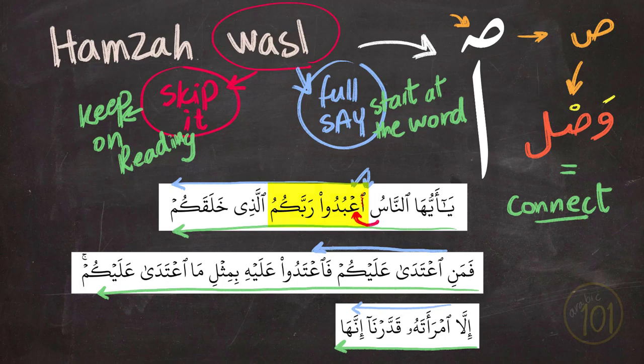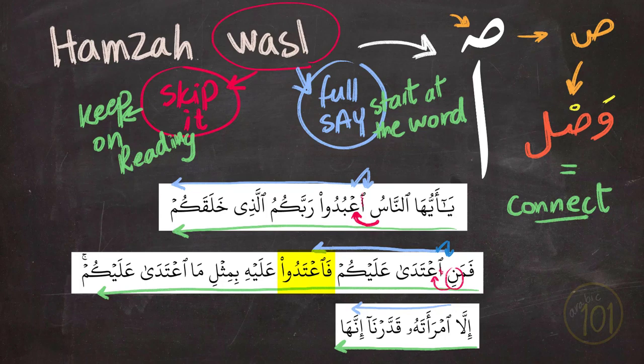اعبدوا ربكم. The second example is the same thing, and I said فَمَنِ اعْتَدَى عَلَيْكُمْ. I connected the noon to the ayn. But if I started at the word اعْتَدَى, I will have to pronounce the alif completely and I will say اعْتَدَى عَلَيْكُمْ.